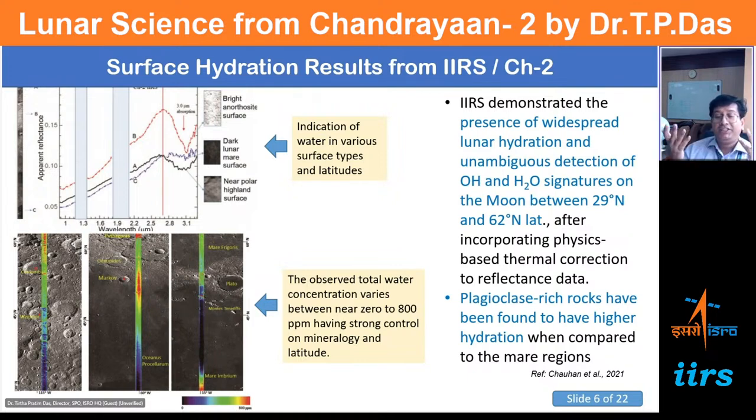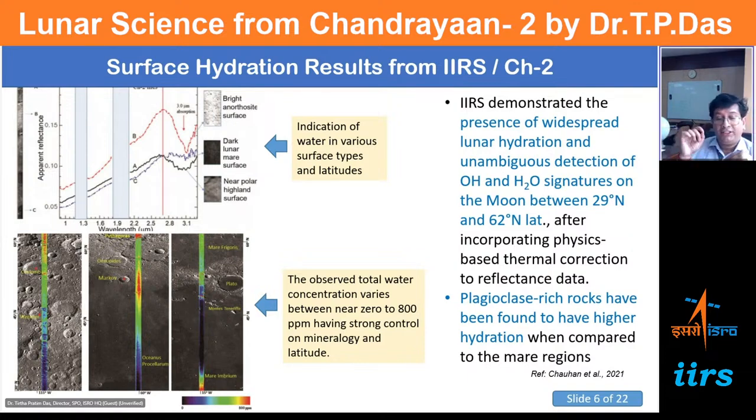and its high spatial resolution, 80 meter, and extended spectral range up to 5 micron, it made it more suitable to completely characterize the lunar hydration, typically in the region of 2.8 to 3.5 micrometer. You will have signatures of hydroxyl, you will have signatures of water also.